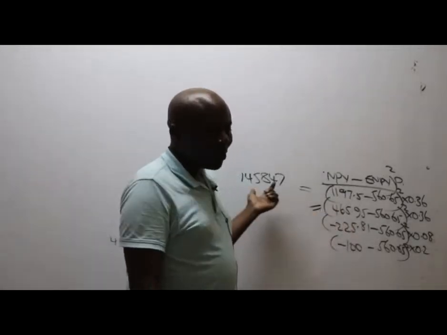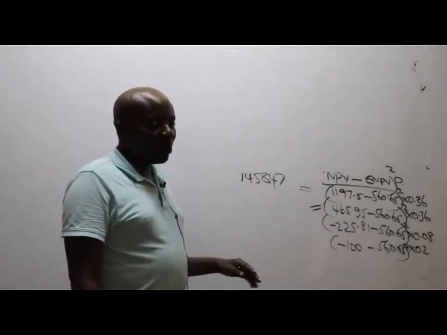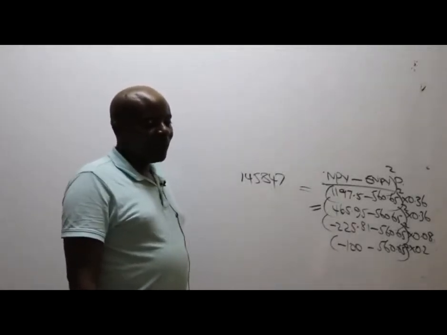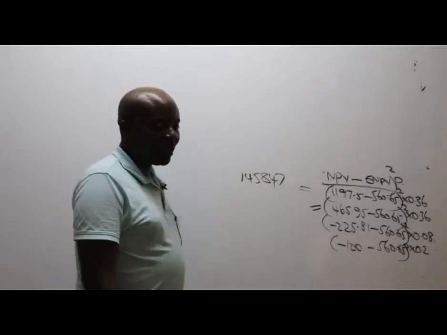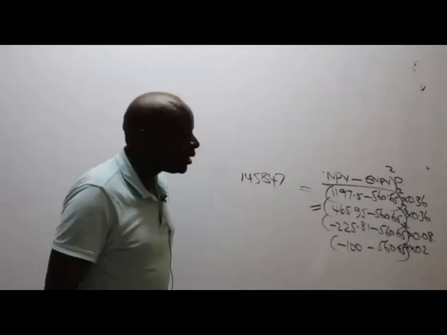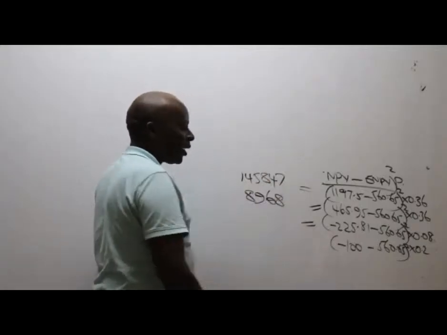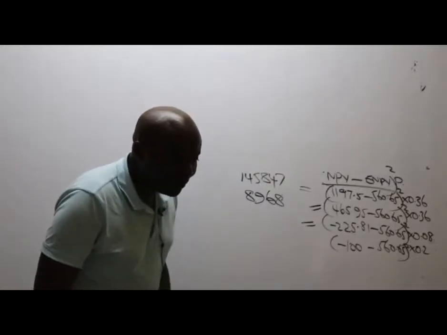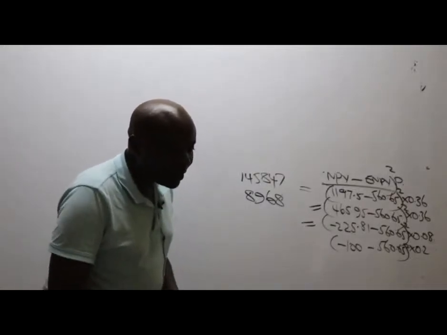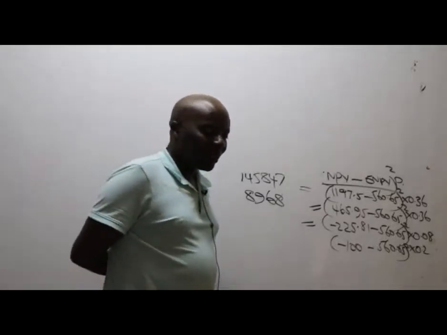Could you kindly give me a whole number? I would have wanted to write the decimals, but because of time, please give me a whole number here. The second one is 8968. Go to the third one. Silvanus says that the first one is supposed to be 146.